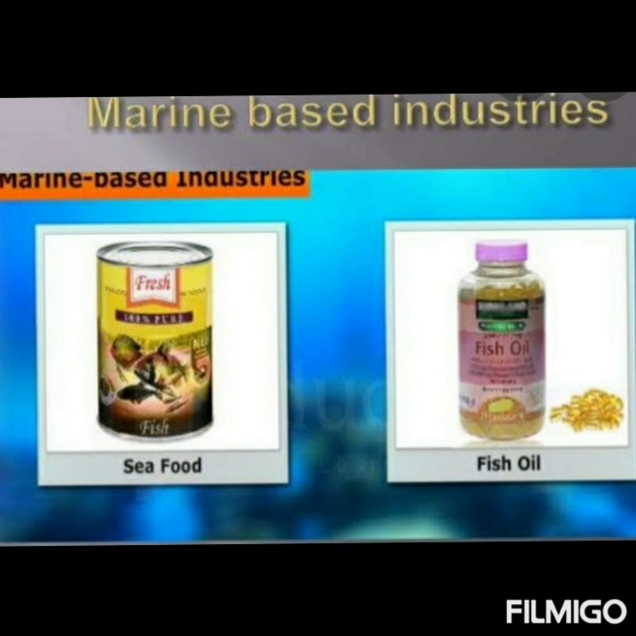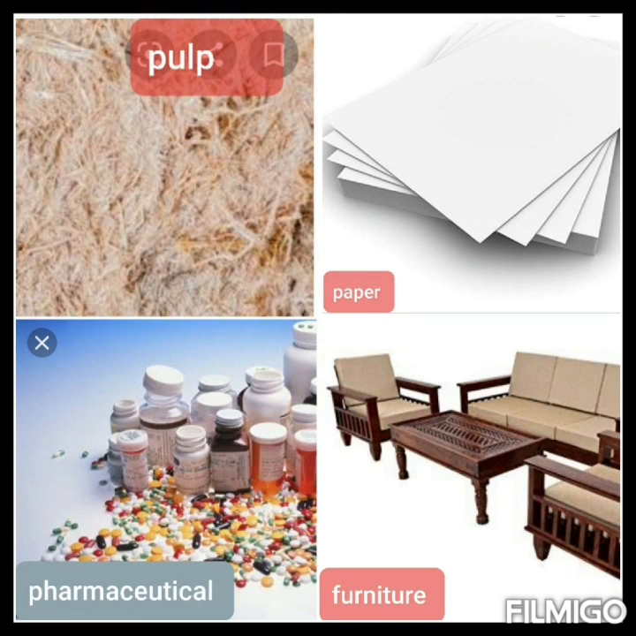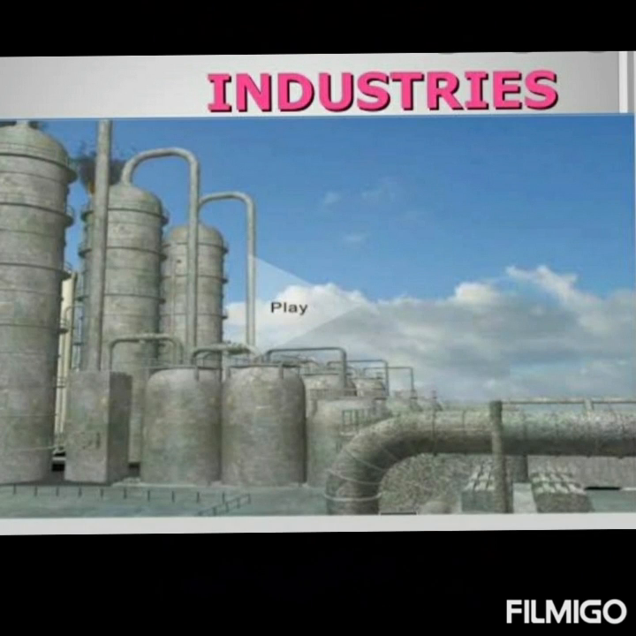Industries processing seafood or manufacturing fish oil are some examples. Similarly, forest-based industries utilize forest produce as raw materials. These industries associated with forests include pulp and paper, pharmaceuticals, furniture, and buildings, as some examples. Well, students, industries are also classified according to their size.